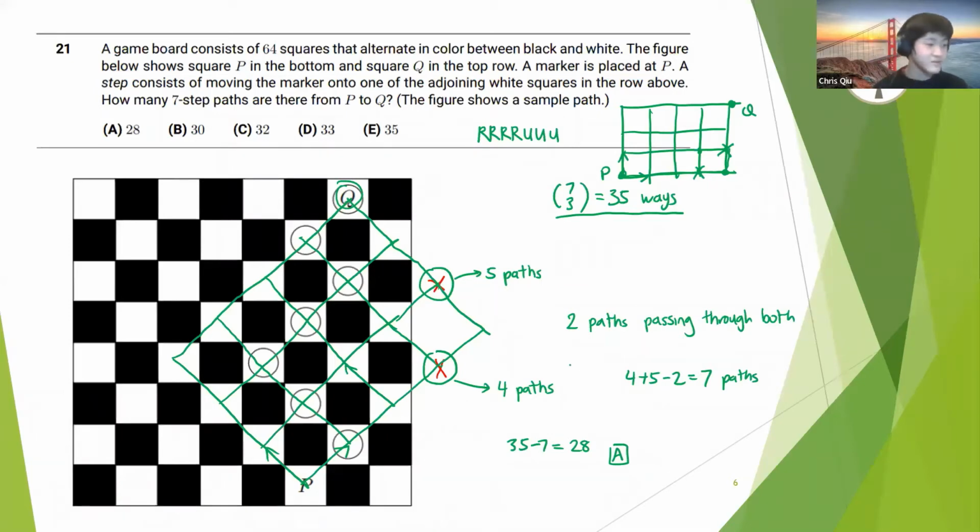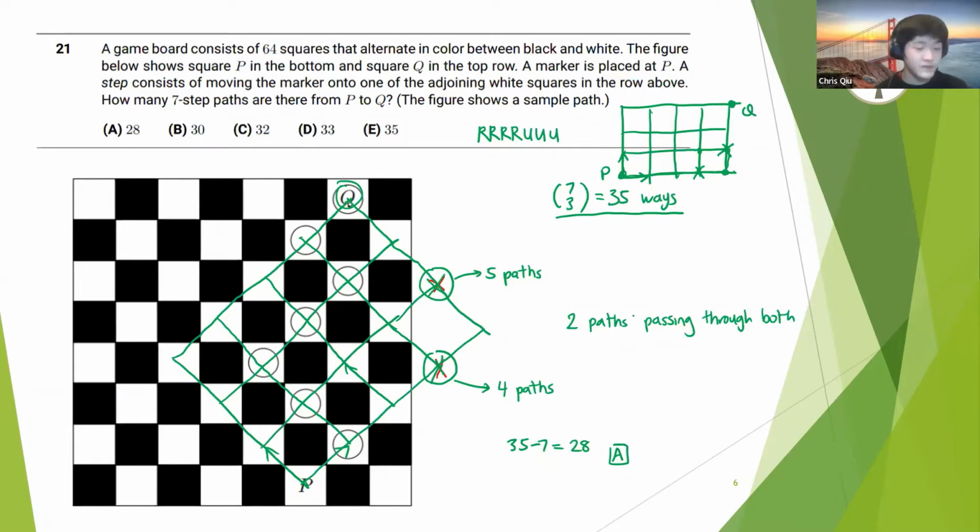5 plus 4 minus 2. Okay, so the reason we have 5 plus 4 minus 2 is because there are 5 paths that go from P to Q and pass through this point. And there are 4 paths that go from P to Q that pass through this point.